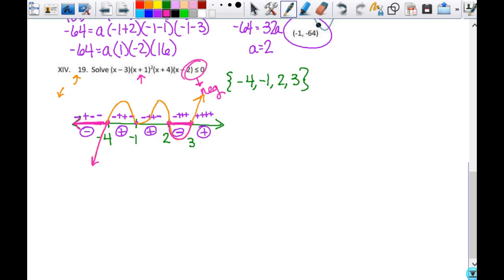So to actually answer the question in interval notation, we are going from negative infinity to negative 4, and I do include that. And then from 2 to 3.